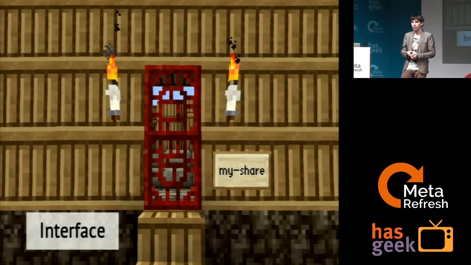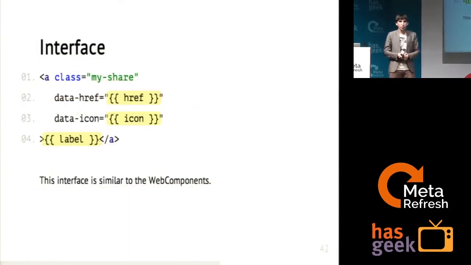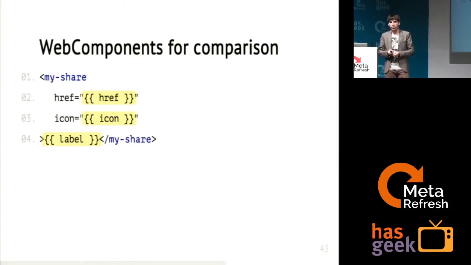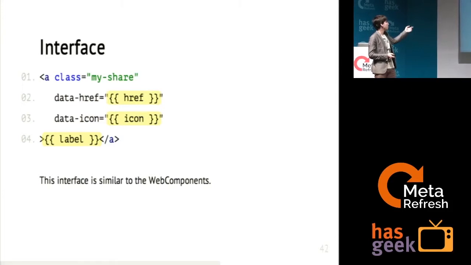interface of our component. And we should simplify it, and only then can this component be easily used. And if you notice, this MyShare custom element is just an anchor, but on steroids. We'll add some custom attributes, data-href and data-icon, and this is it. And this will be the interface of our component. And in comparison with web components, the custom elements of web components are much the same. Just take a look. Web components, and this is our component.